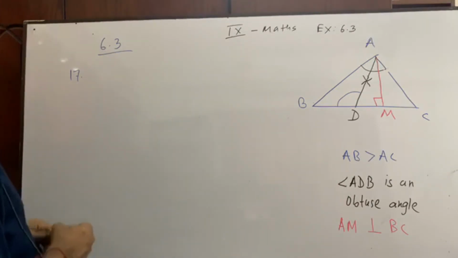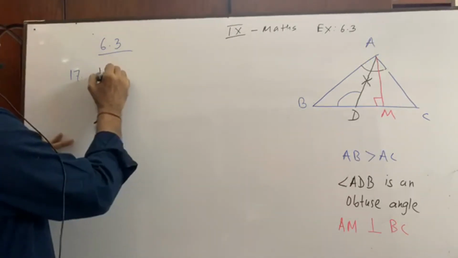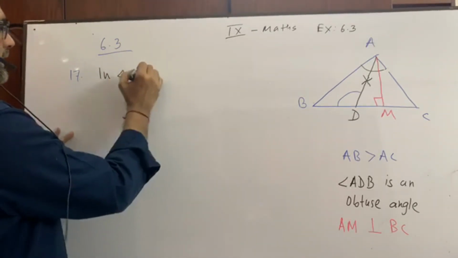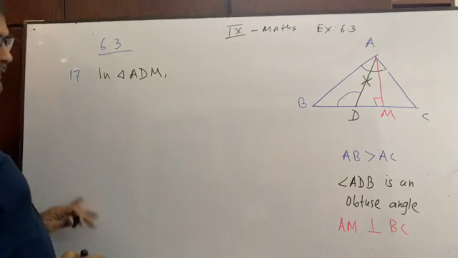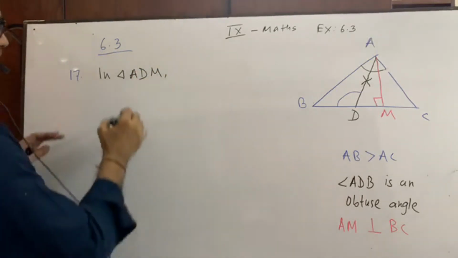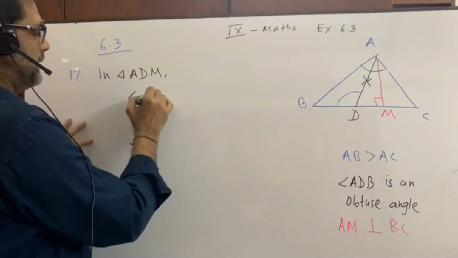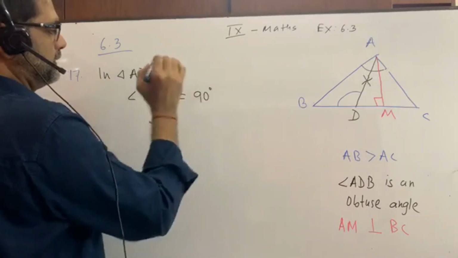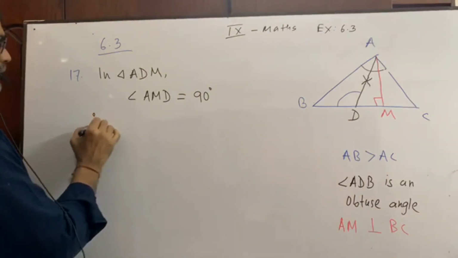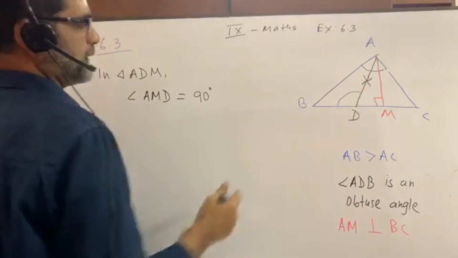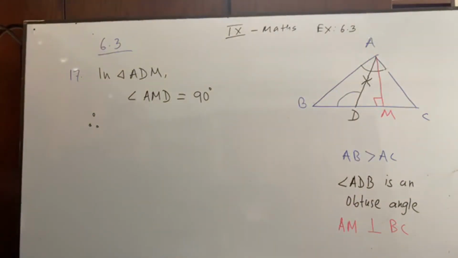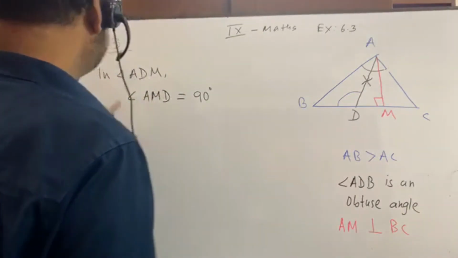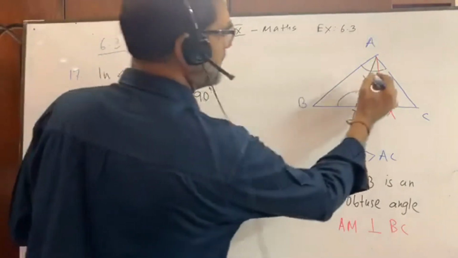That's good. Write down. In triangle ADM, we are getting angle AMD is equal to 90 degrees. Why is it 90 degrees? Because AM is perpendicular to BC. Therefore, what are the other two angles? Can you remember, or can you tell me? In triangle ADM, what are the other two angles?